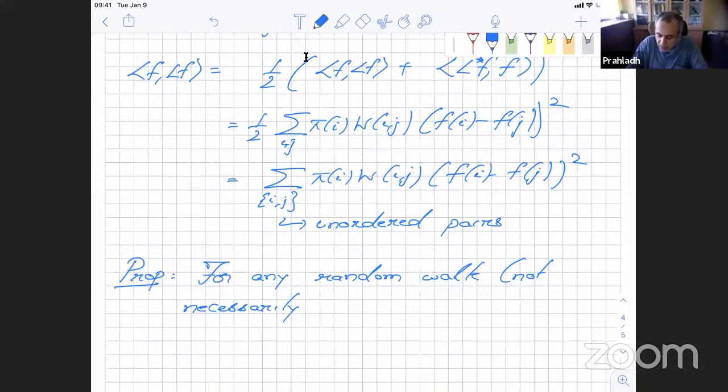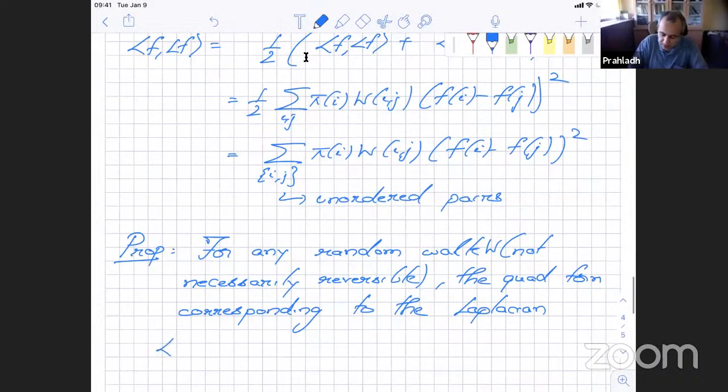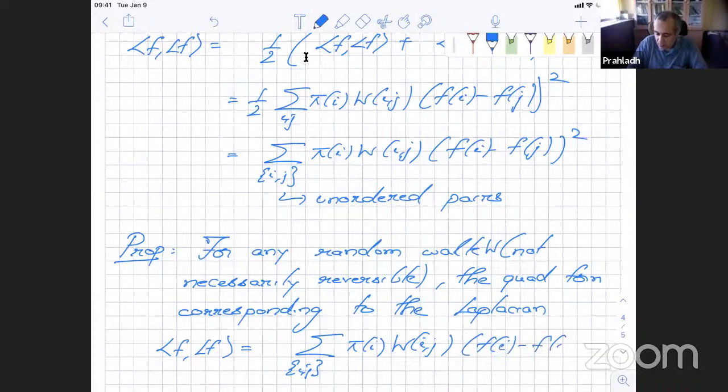For any random walk W, not necessarily reversible, the quadratic form corresponding to the Laplacian is this: f L f equals the summation over unordered pairs ij of pi_i w_ij (f_i minus f_j) squared. And why do we care about the Laplacian?